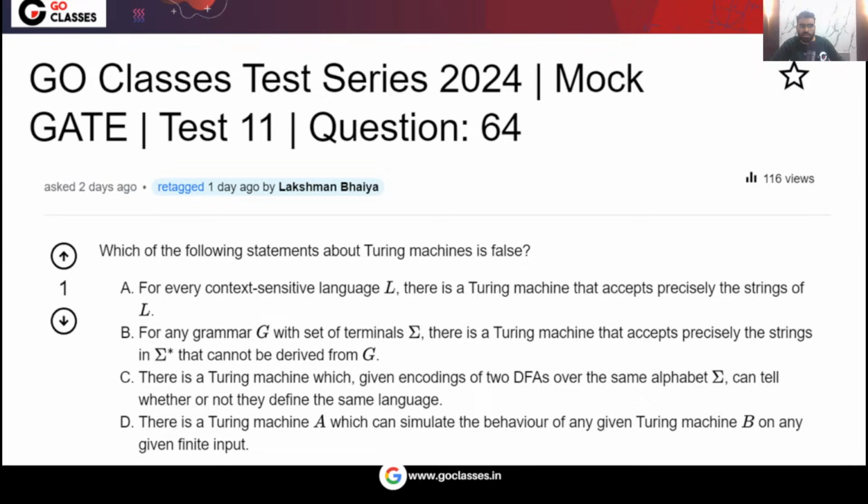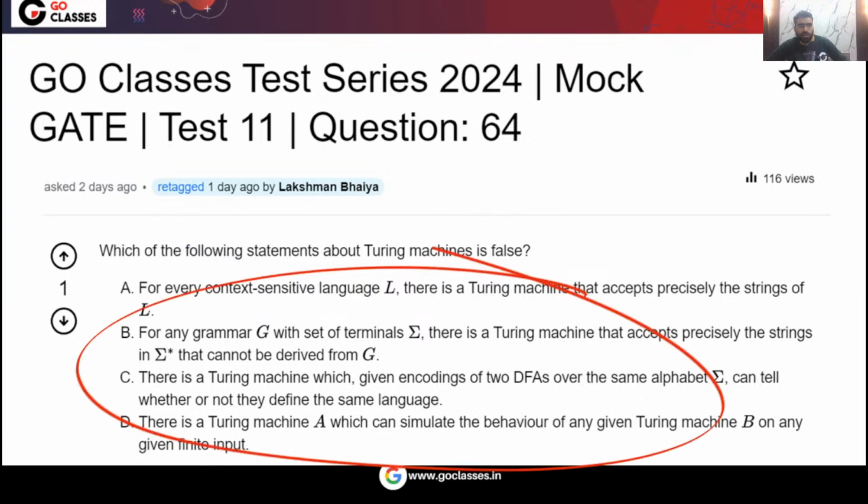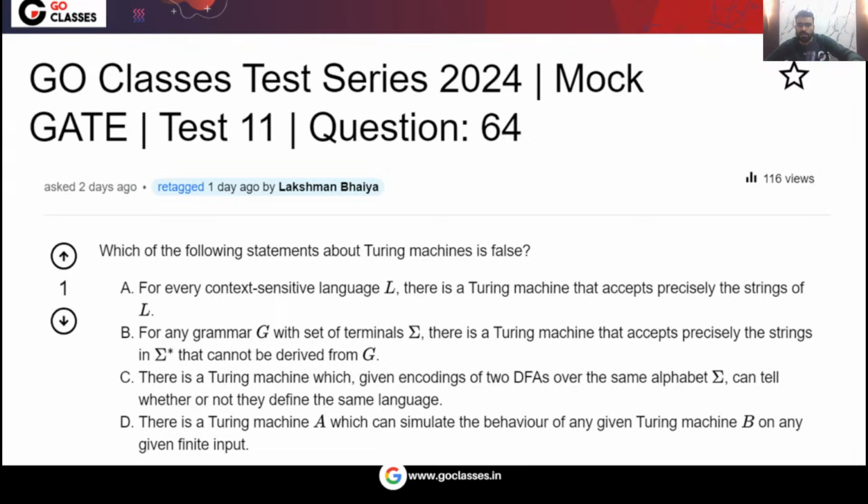This is an interesting question, a very beautiful question. Okay, so let's see this. Which of the following statements about Turing machines is false? Some statements are given to you and we have to find out which statement is false.